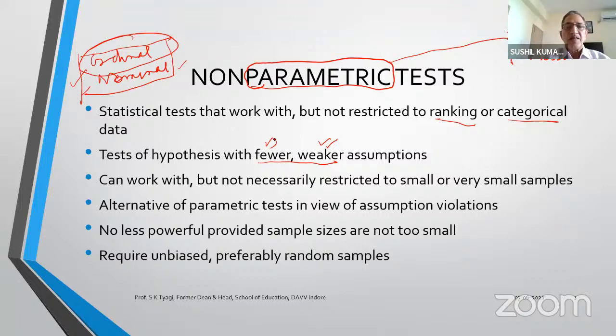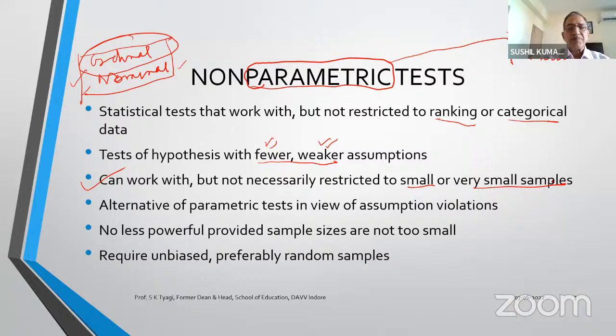Next, they can work with, but are not necessarily restricted to, small or very small samples. Normally, parametric tests demand a certain size of sample; they require at least a moderate sample. They do not work well with very small or small samples. Why? Because when the sample is very small, there are chances it will not be representative, and the assumption of normality, etc., will be violated. But non-parametric tests can handle small or very small samples also. Why? Because their assumptions are weak.